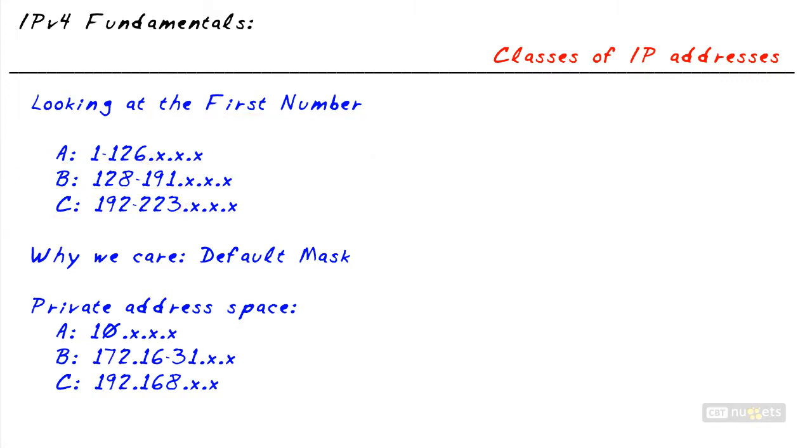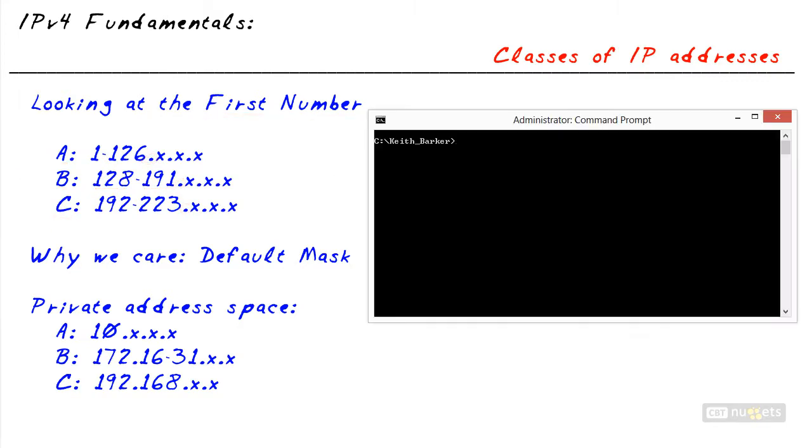So here's what I'd like to do. I'd like to do a little exercise with you where you and I can identify, based on the first number in the IP version 4 address, whether or not it's a Class A, B, or C address.